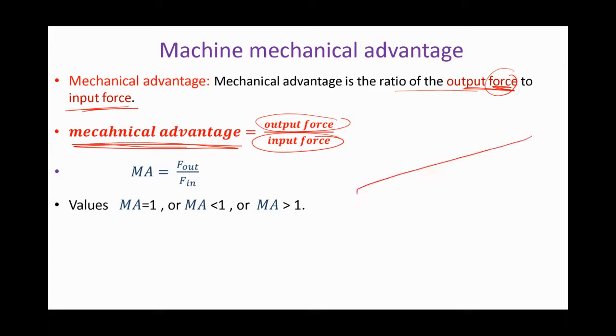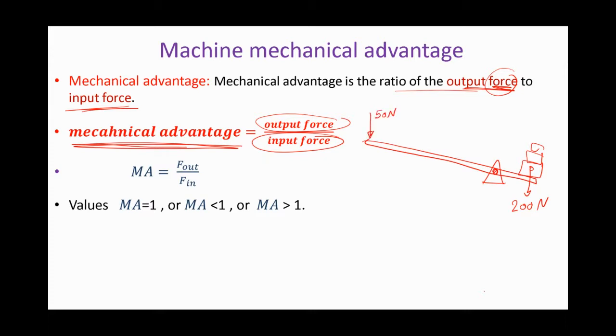Let's say in the lever that we have just discussed, there was a big weight. Let's say that weight is 200 Newton, and you need a force of 50 Newton to lift it up. You need 50 Newton to lift the 200 Newton. So what's the mechanical advantage of this lever? The mechanical advantage equals the output force over the input force.